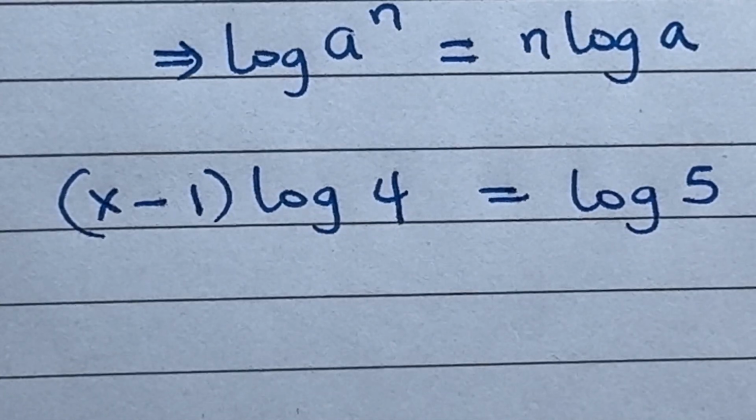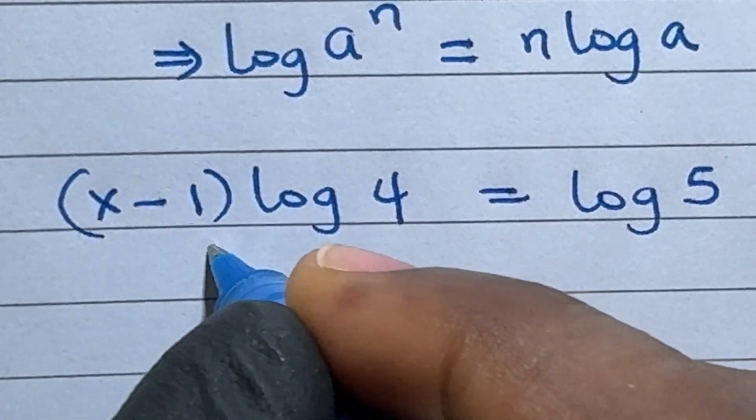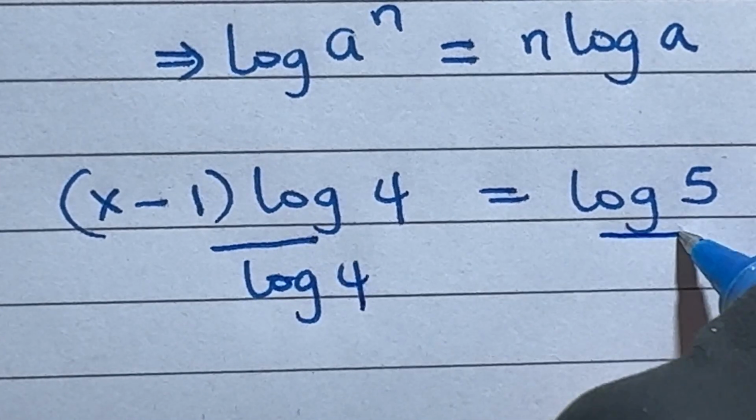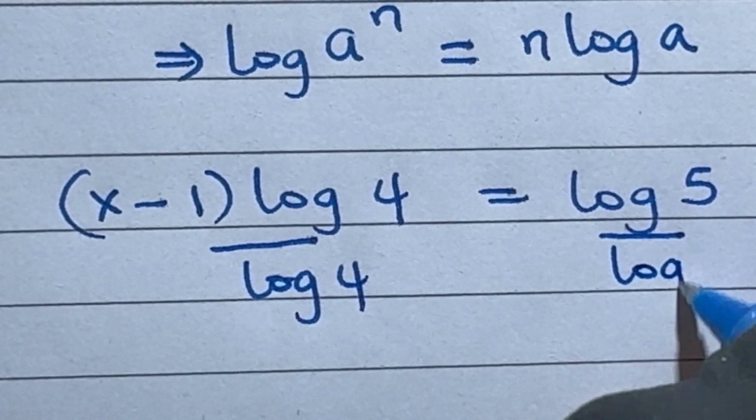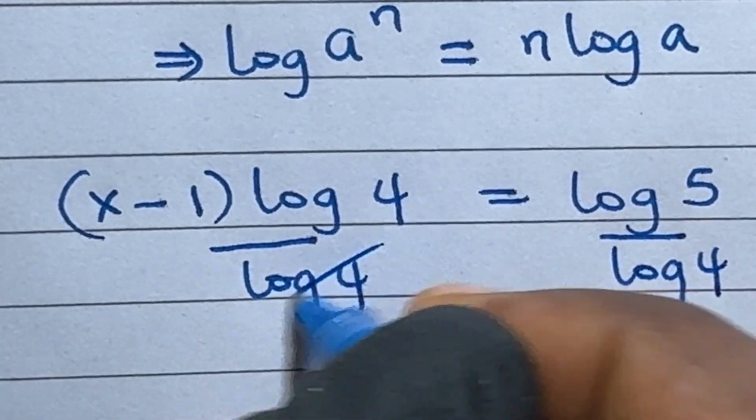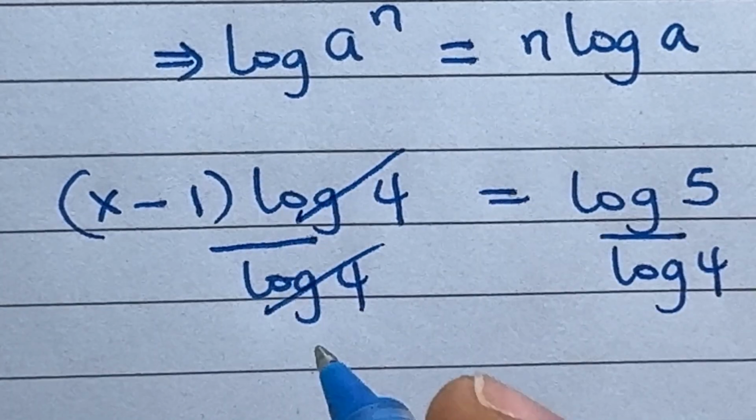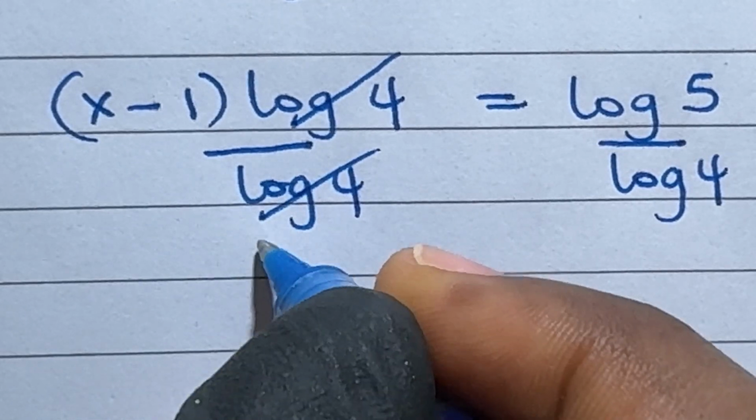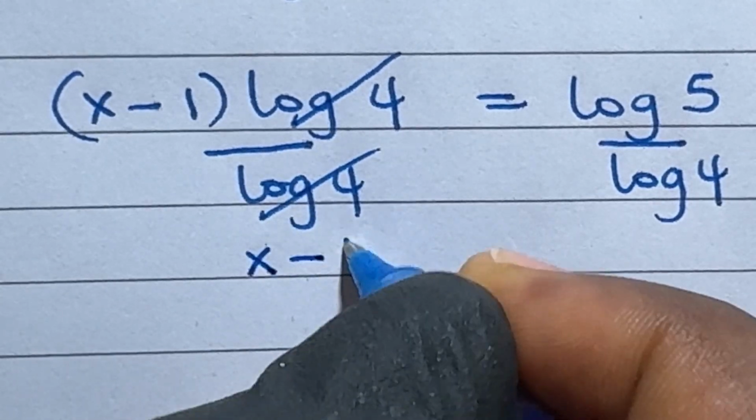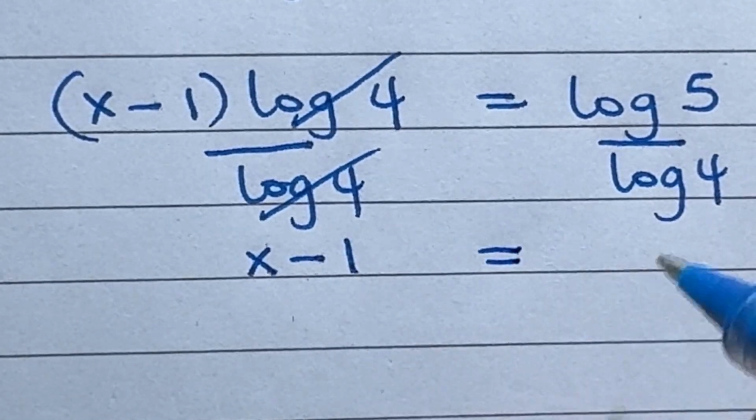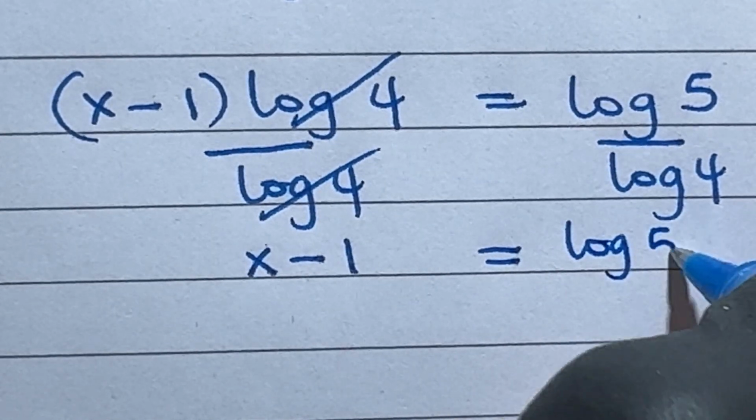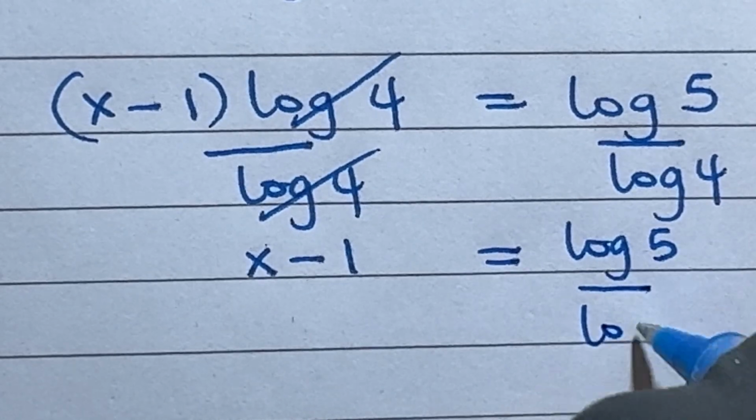And with this, I'm going to divide through by log 4, divide through by log 4, so that this gets rid of this, and I'm left with x minus 1 on the left hand side is equal to log 5 divided by log 4.